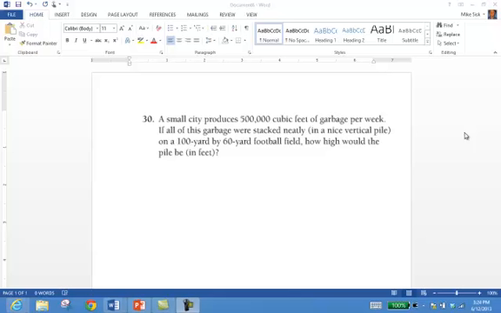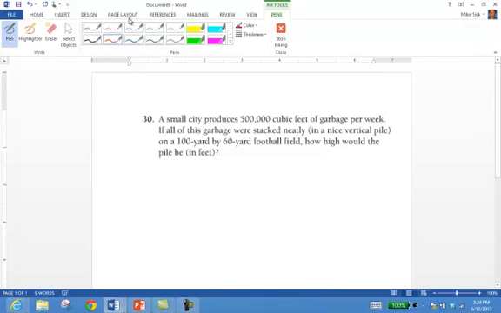In this exercise, we want to know how high a pile of garbage would be that's stacked on a football field. I'll look at some of the key phrases with you in this one. A small city produces 500,000 cubic feet of garbage per week. Now it says cubic feet.